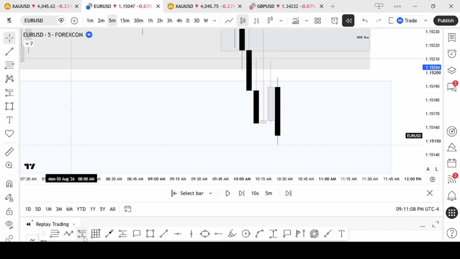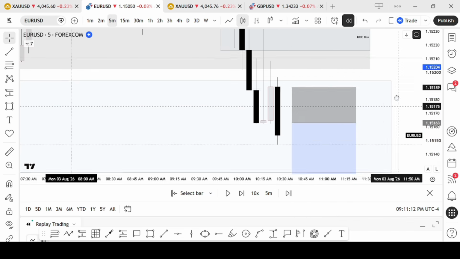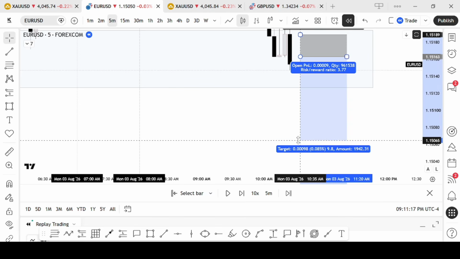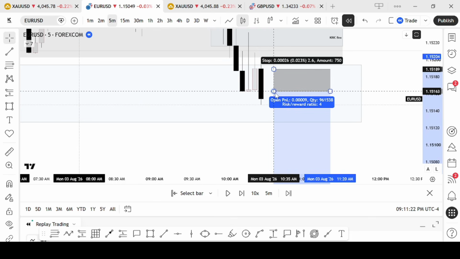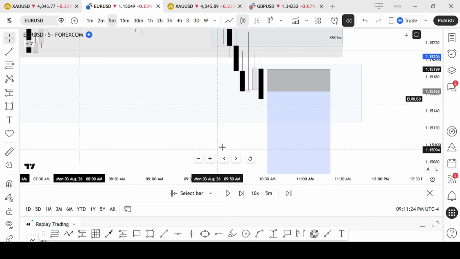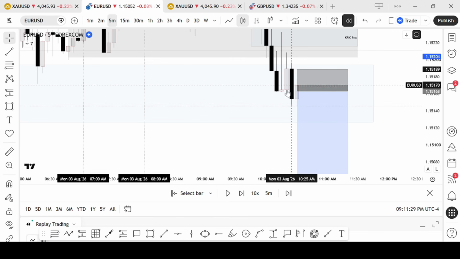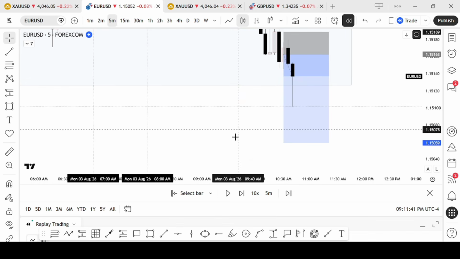So entry right there, stop loss 124, 125, and we're good to go. Just like that. Was it? Yeah, I guess it was. Yep. So now I just wanted to show you exactly how I took this.